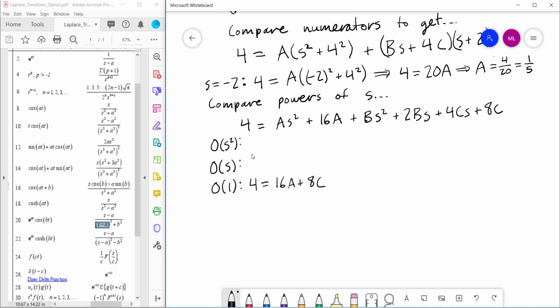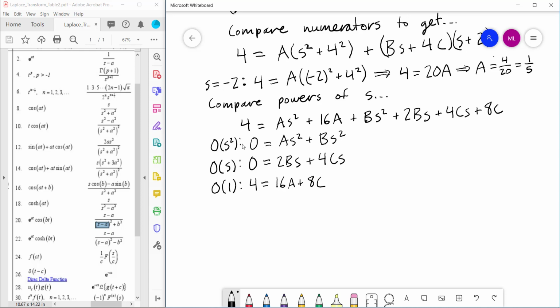The order s terms, on the left we don't have any. And on the right we have these two terms. So we would have 2bs plus 4cs. And then for the order s squared terms, we would have just these two terms. On the left we don't have anything again, but on the right we would have as squared plus bs squared. And you can, again, in each one of these, divide out the s squareds or divide out the s's to just be left with an equation for all of our constants.